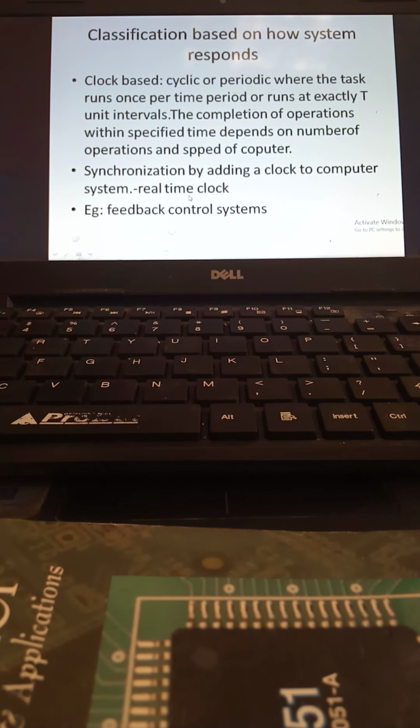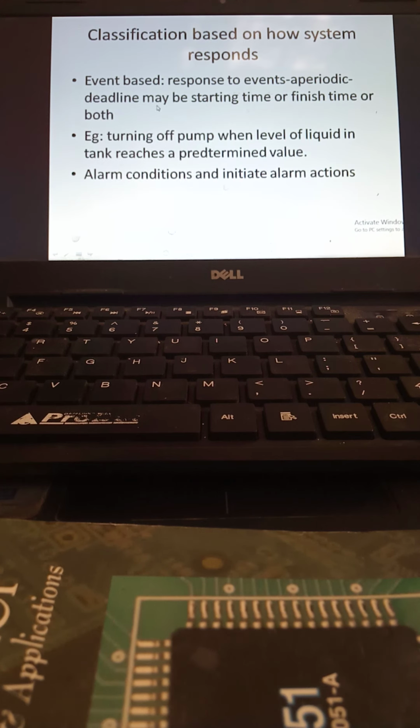So all feedback control systems are periodic and based on a clock. At each occurrence of the internal clock, it will sense the output, and if there is error, it takes control action and sends it to the system. And next type of classification, event based.